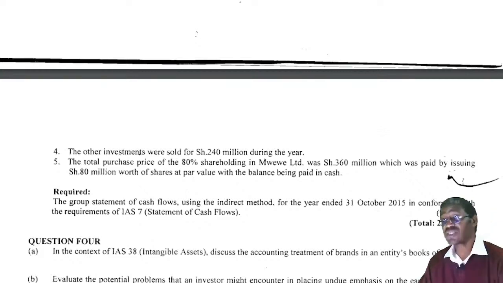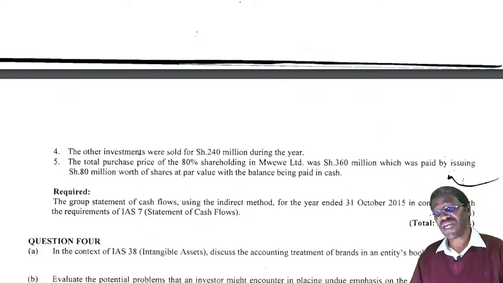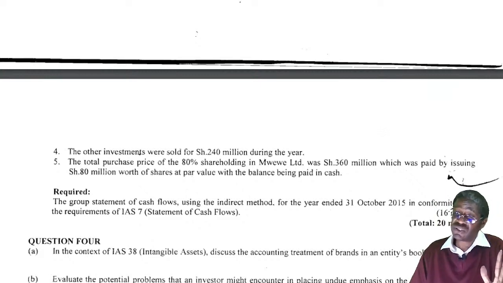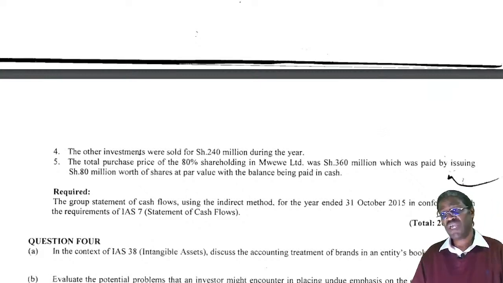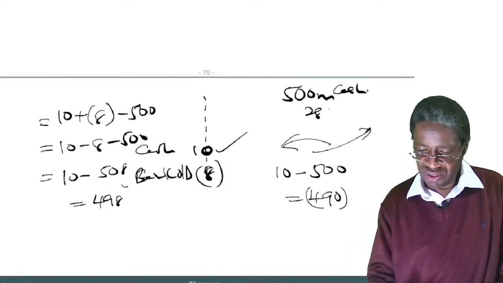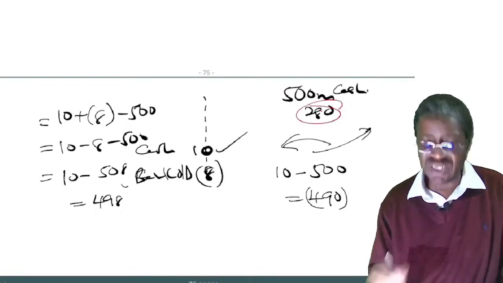So to buy this subsidiary company, yes, it's costing me 360, but I'm not paying all that 360 in cash. Part of it, I paid in shares. That is 80. So what is it that I paid in cash? I paid 360 minus 80. That looks like 280. That's what we paid here. According to my illustration here, that's what we paid out, 280.